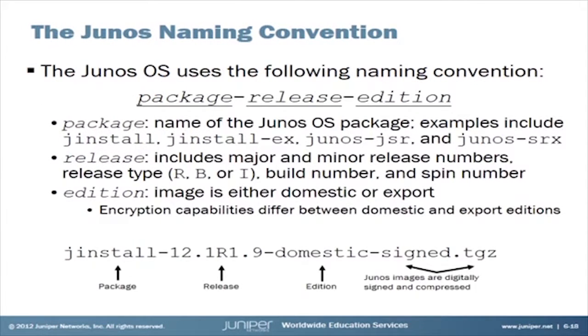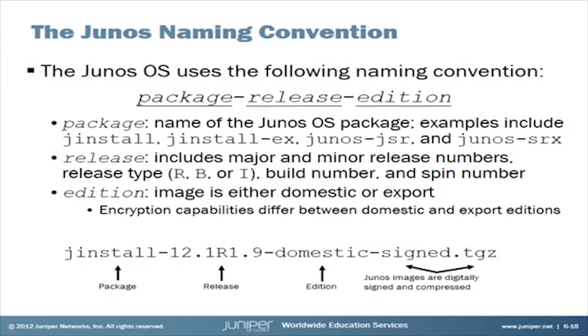So from time to time, we will want to upgrade our operating system. Let's take a look at the information about the version itself. The operating system comes in a package. In this case, we've got the name of the package, which in this example is jinstall, version 12.1R1.9. It is the domestic edition, and it is signed.